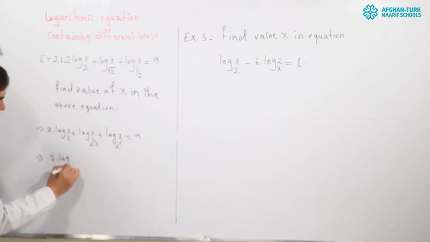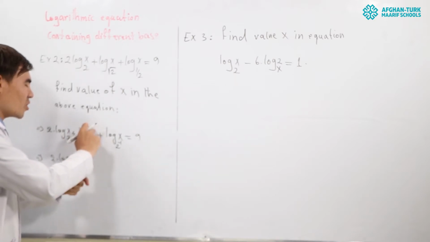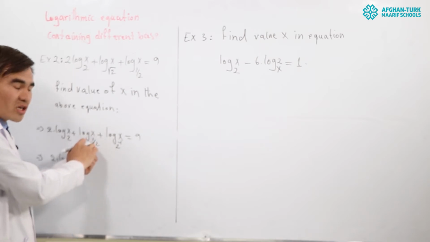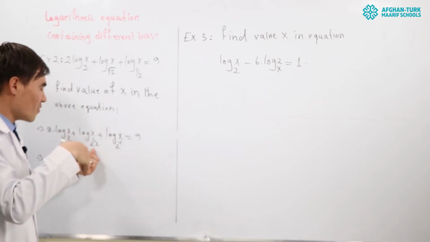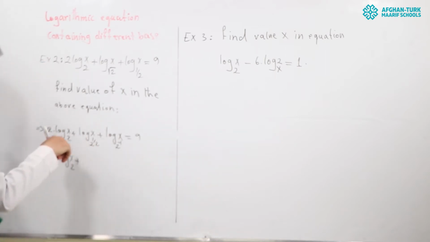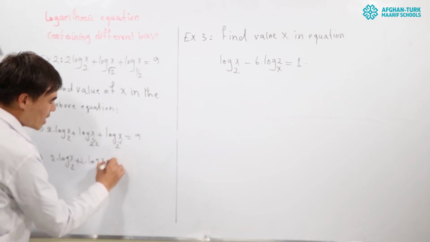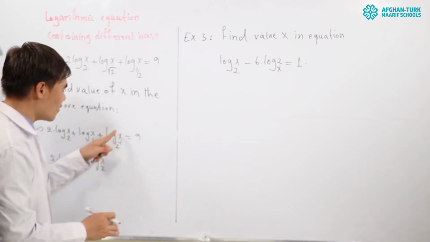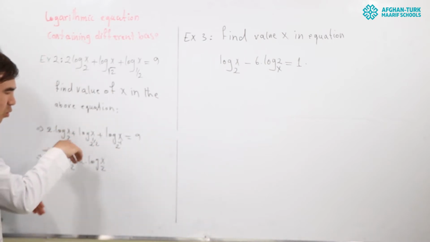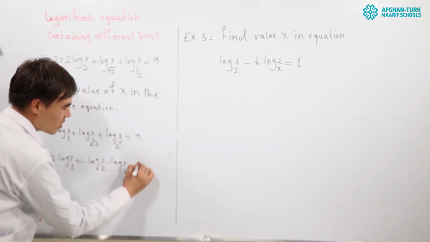2 times log of x to base 2 plus, the power of the argument is number 1 and the power of base is 1 over 2. On the term, the power of argument over the power of base will be 1 over 1 over 2, which will be 2 times log of x to base 2. Then plus log of x to the base of 2 to the power of negative 1 will be 1 over negative 1, which will be negative log of x to base 2, is equal with number 9.